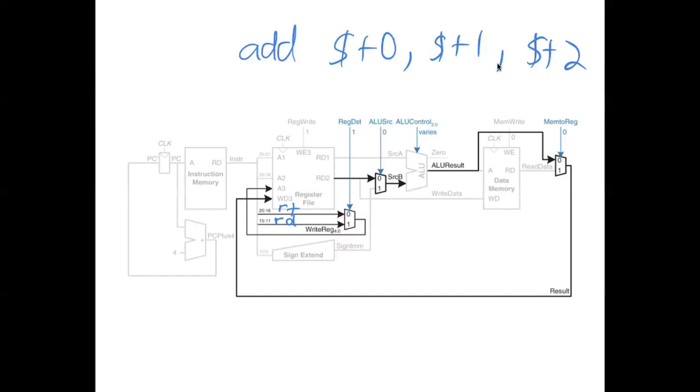When we're having an add command, we want to let RD through. And if we were to be doing something like a load word, regdest would be 0, so we would let RT through, and that's the one we would write to.